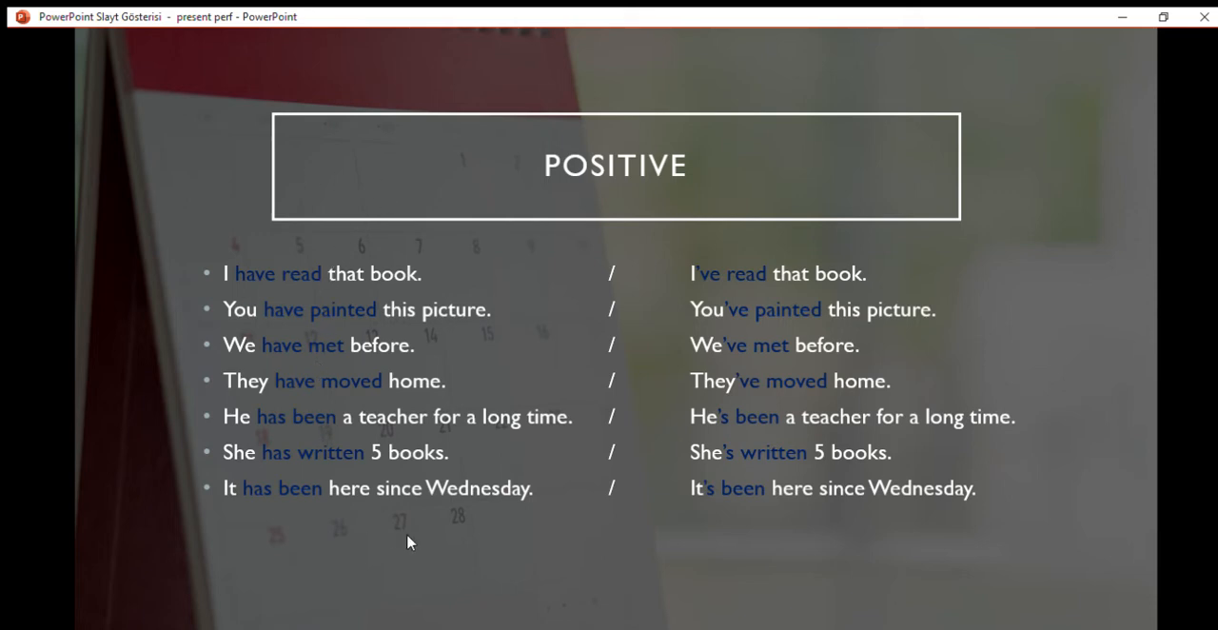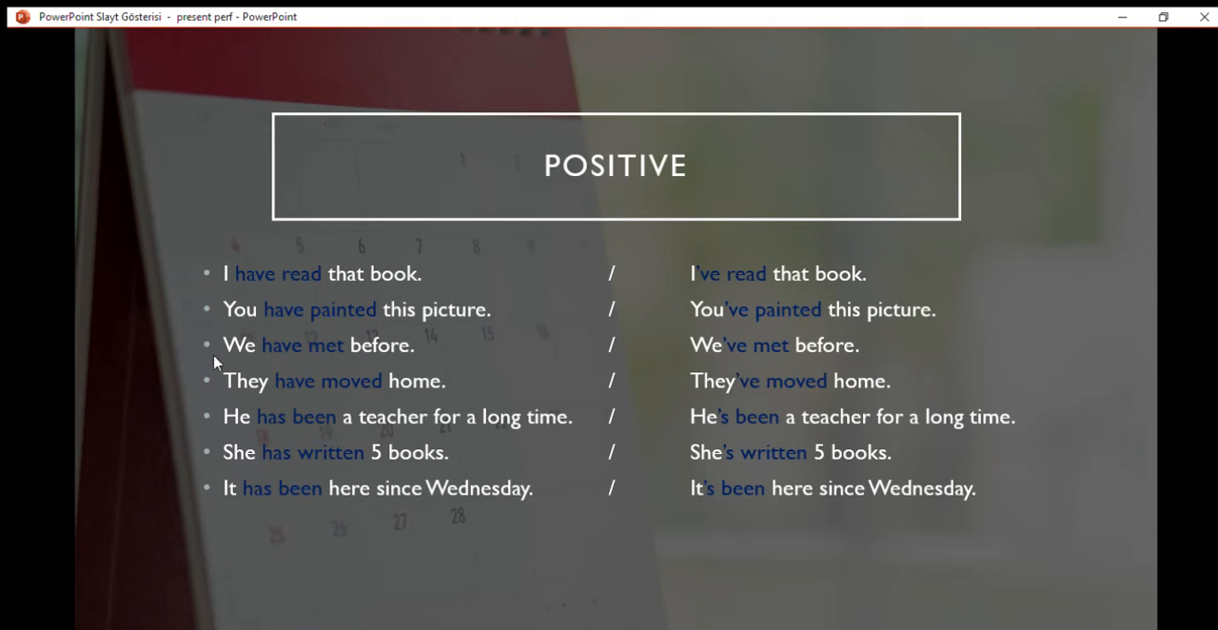You see, there are no time words in our sentences. When did I read this book? When did you paint this picture? When did we meet? When did they move? We don't know. It's not in the sentence.